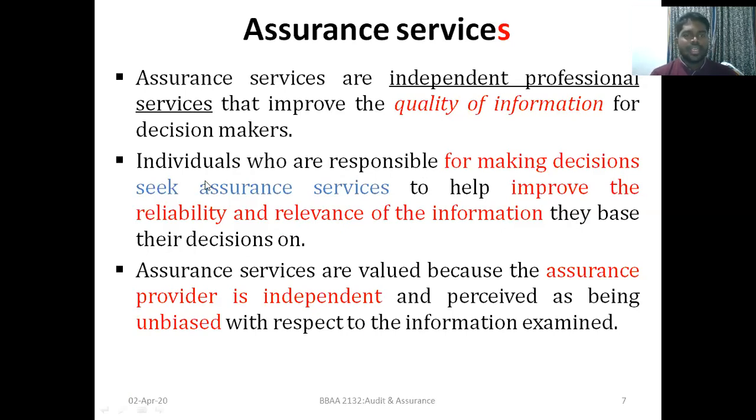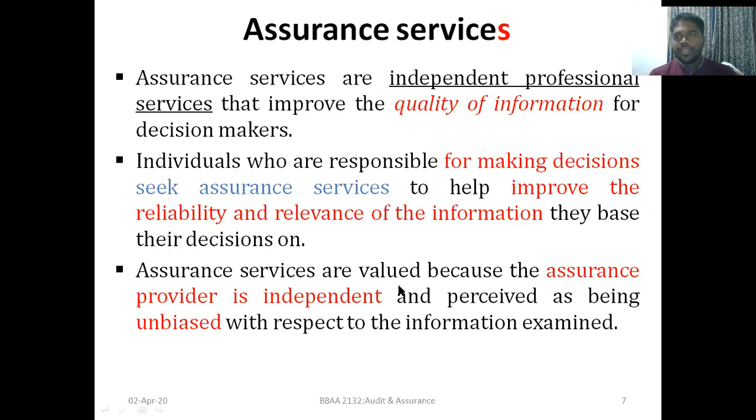The second point says individuals who are responsible for making decisions seek assurance services. Yes, everybody needs these assurance services. Everybody expects these assurance services to make their decisions. Why? Because they want to make a good or effective decision. So in order to make an effective decision, they have to have quality information. That quality information is made sure by these assurance services, to help improve the reliability and relevance of the information they base their decisions on.